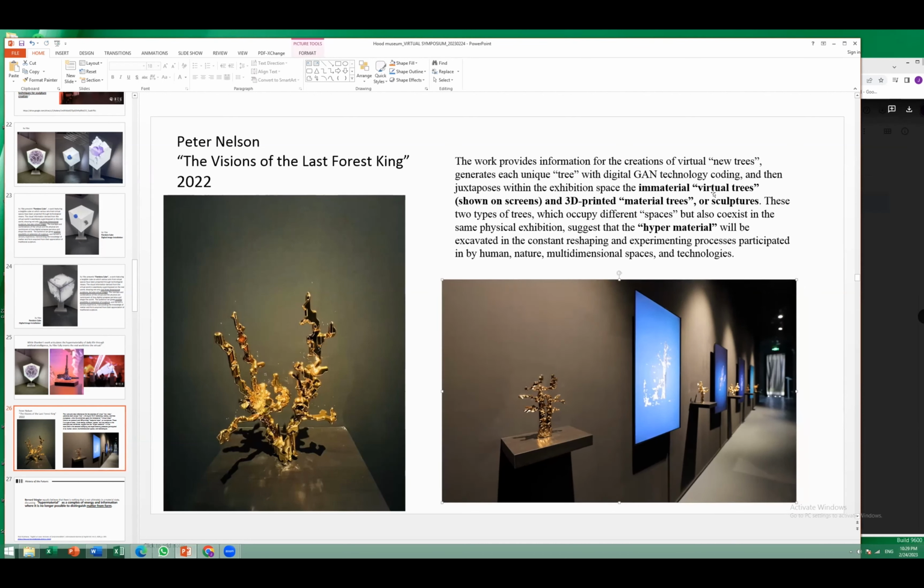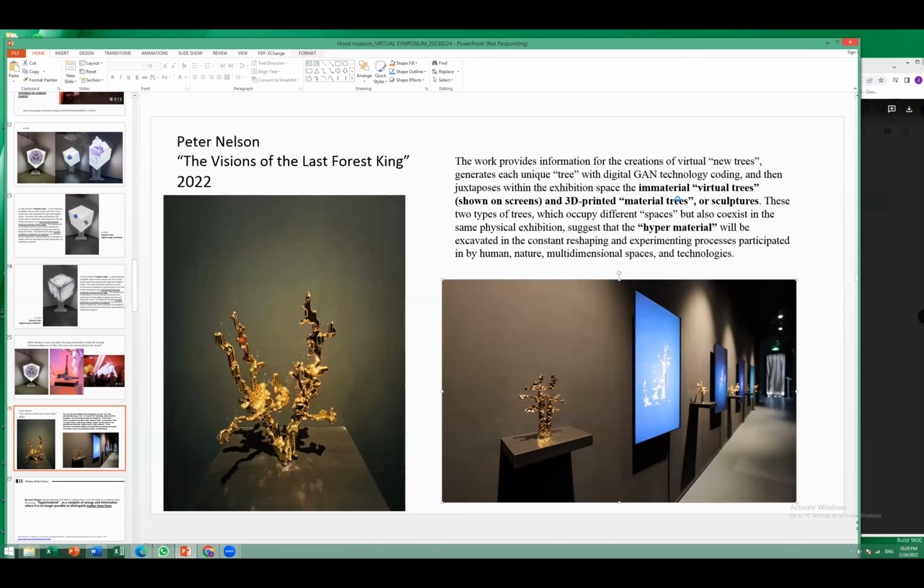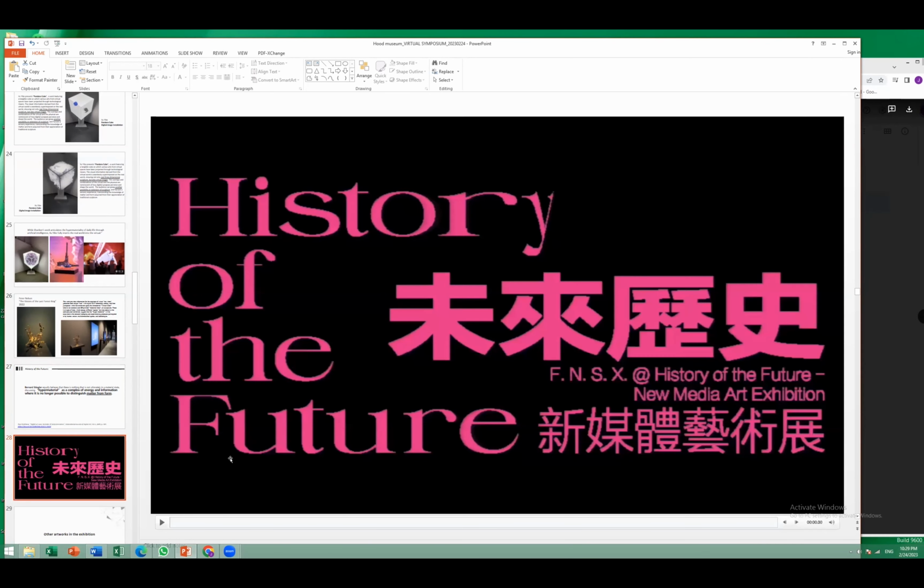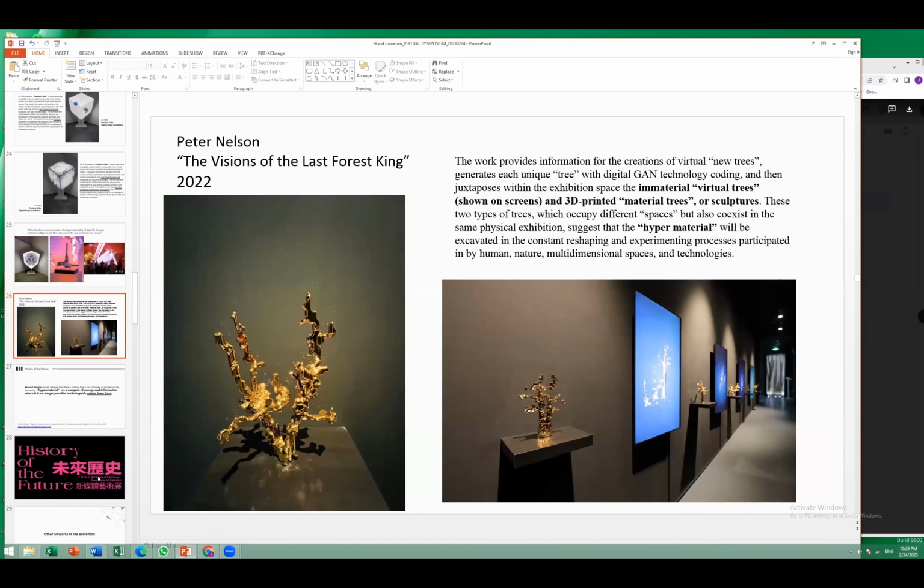So you can see there are some virtual trees, similar ideas to Daniel Shankin, virtual trees and real material trees. And I would also like to just indicate some points within my exhibition that I would like to explore, like here about matter from Fong. And then here I would also like to show you a video about how Peter Nelson, this artist, talks about his work.